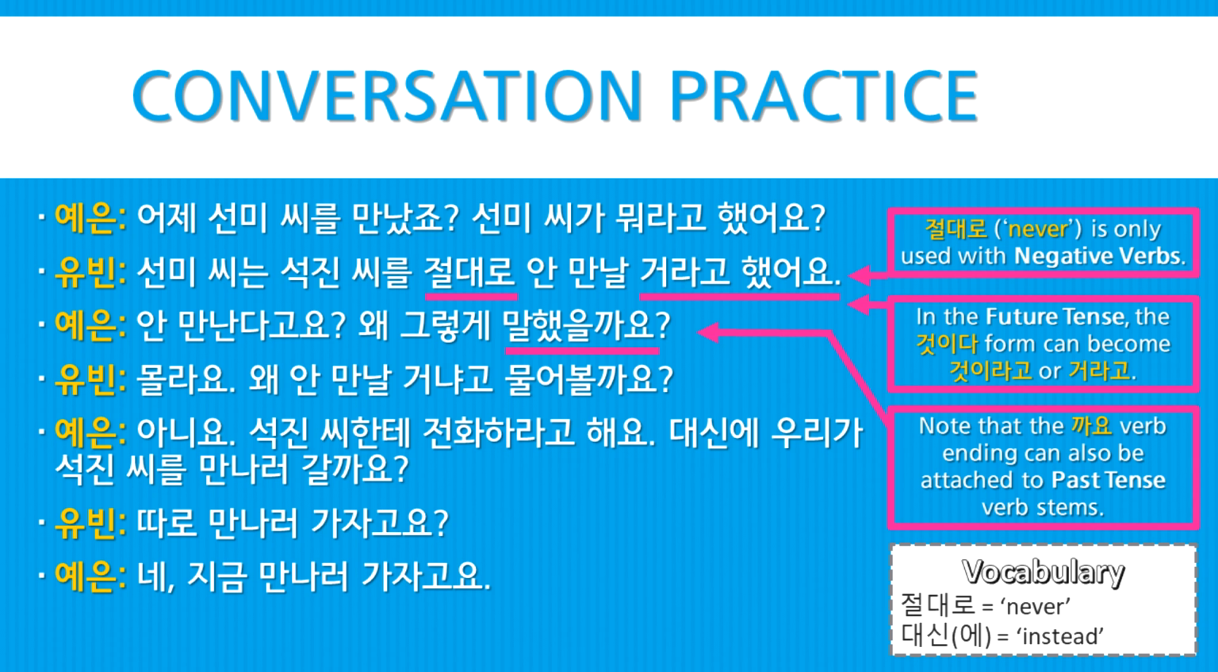아니요. No. 석진 씨한테 전화하라고 해요. Tell her to call 석진. 대신에 우리가 석진 씨를 만나러 갈까요? Instead, shall we go to meet 석진? 따로 만나러 가자고요? Are you saying let's go to meet him separately? 네, 지금 만나러 가자고요. Yes, I am saying let's go to meet him now.